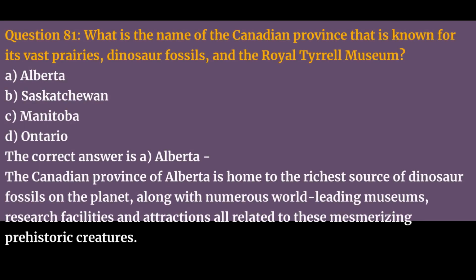Question 81. What is the name of the Canadian province that is known for its vast prairies, dinosaur fossils, and the Royal Tyrrell Museum? A. Alberta. Saskatchewan. Manitoba. Ontario. The correct answer is A. Alberta. The Canadian province of Alberta is home to the richest source of dinosaur fossils on the planet, along with numerous world-leading museums, research facilities, and attractions all related to these mesmerizing prehistoric creatures.